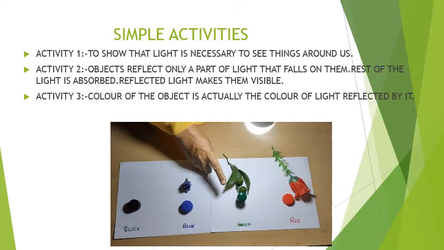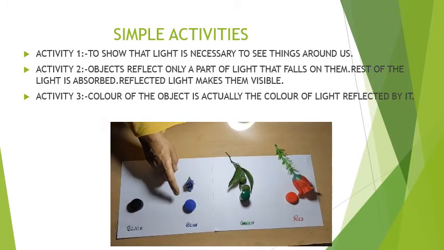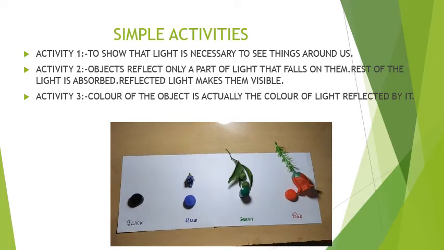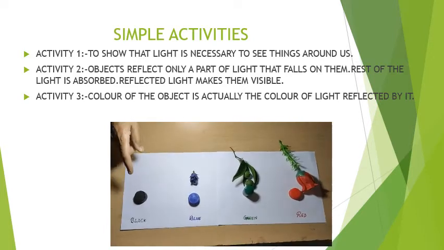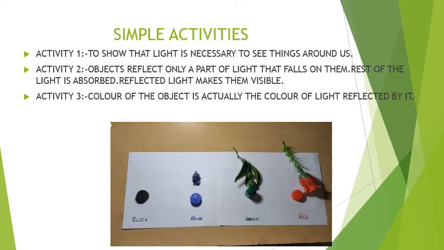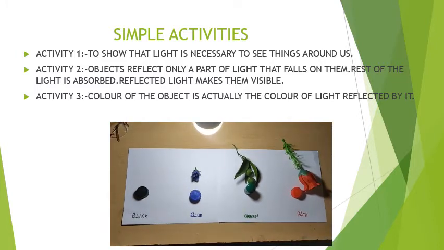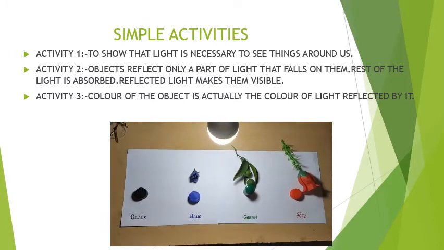The green color object is able to reflect only the green color into my eyes, and the blue color object is able to reflect only the blue color into my eyes, and the black reflects neither. It keeps all the light falling on it. It does not reflect back any light into my eyes. That is why it appears to be black in color.